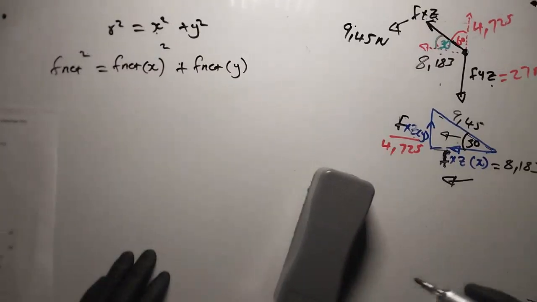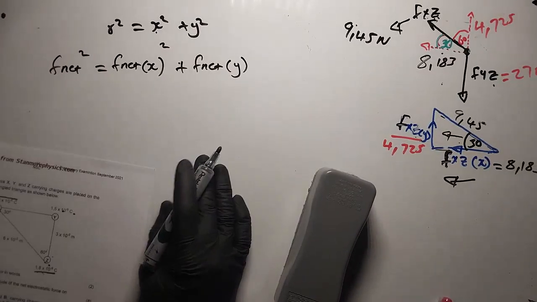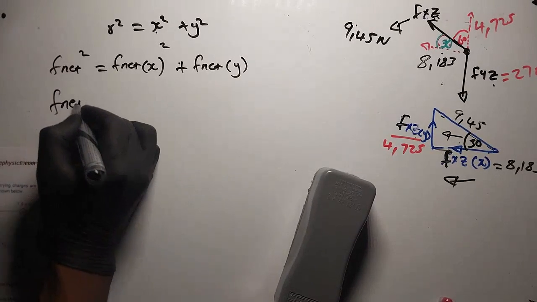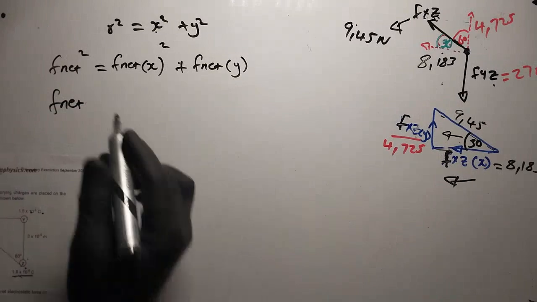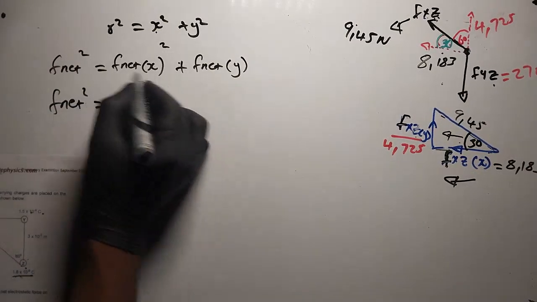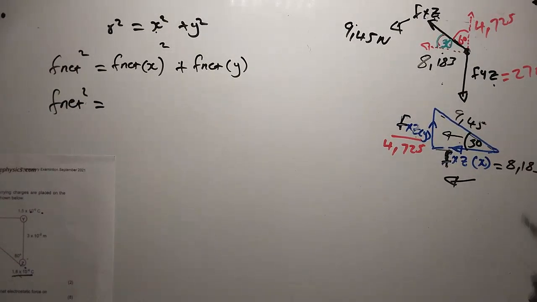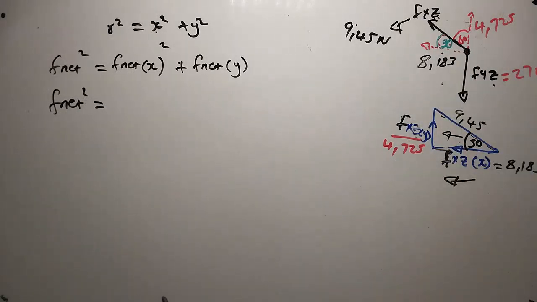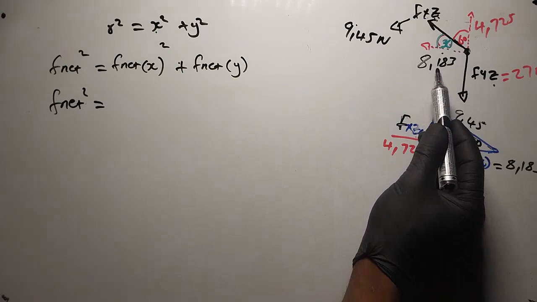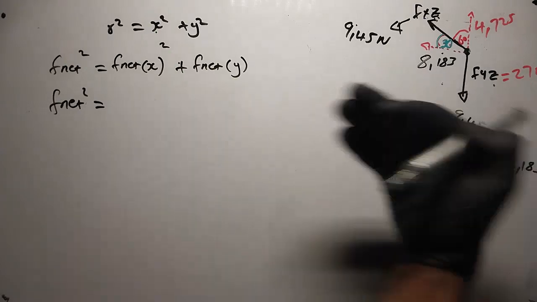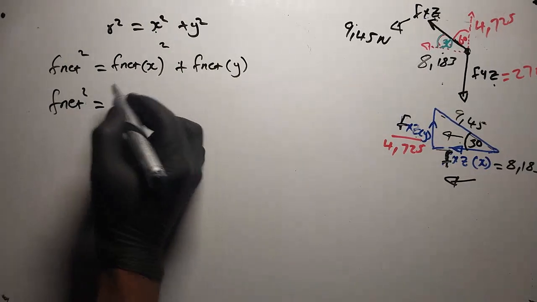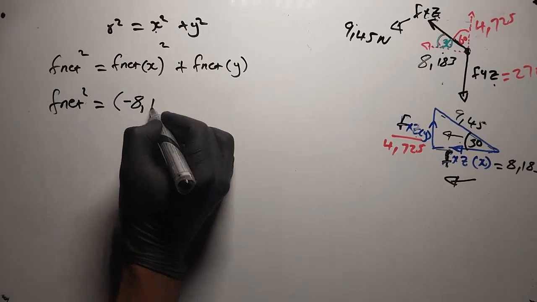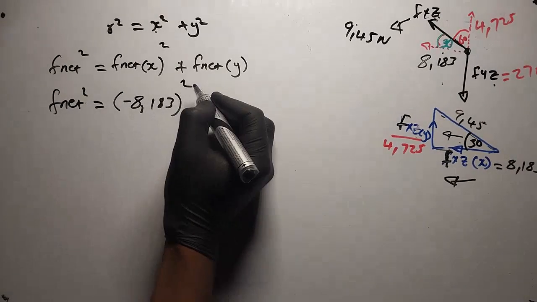When you're done, you're going to go back to this one. You're going to say your f net squared is equal to, when you check your x, for x we only have one force. What is that force? It's 8,183, and it's acting to the left. You can put the negative sign, which means going to the left is negative. It's negative 8,183. Then put the square.